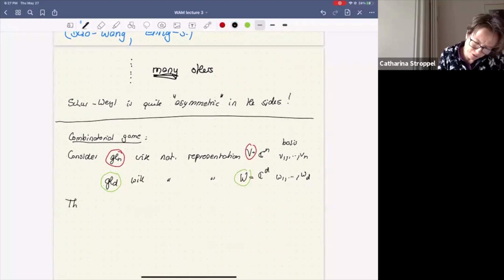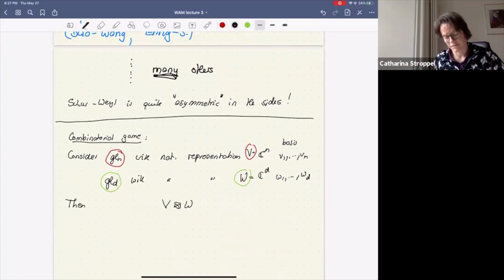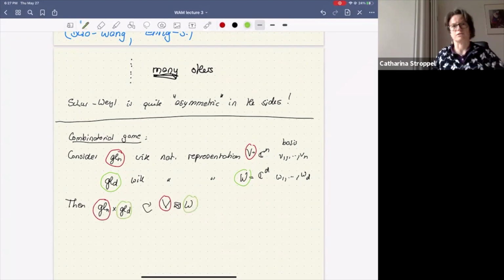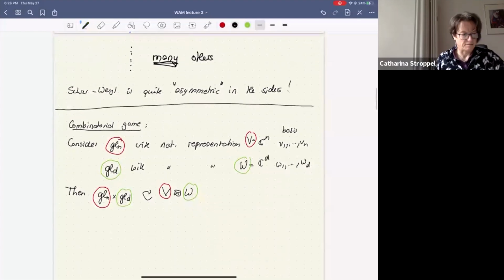And then I can look at the following thing. I can take V tensor W. But I use this funny tensor product rule which Monica introduced. So this means as a vector space, it's just a tensor product of vector spaces. But I act on it with GL_n on the first vector and with GL_d on the second vector. So somehow this is red, and this is green. And you only see somehow the same color.